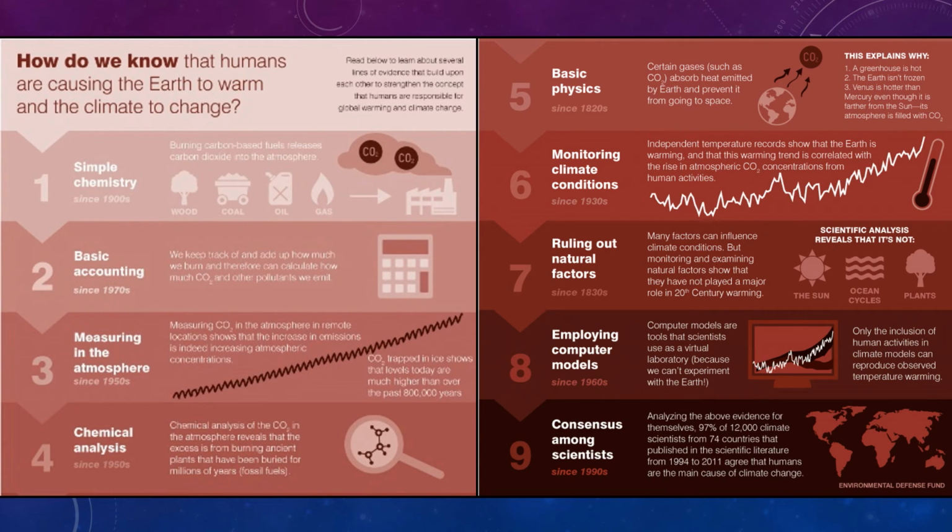Number 8, we can employ computer models. Computer models are tools that scientists use as a virtual laboratory because we can't experiment with the Earth. Only the inclusion of human activities in climate models can reproduce the observed warming that we've seen. And of course, number 9, we've probably all heard of this before, but there's consensus among scientists. Analyzing the above evidence for themselves, 97% of the 12,000 climate scientists from 74 countries that published in scientific literature between 1994 and 2011 agree that humans are the main cause of climate change.